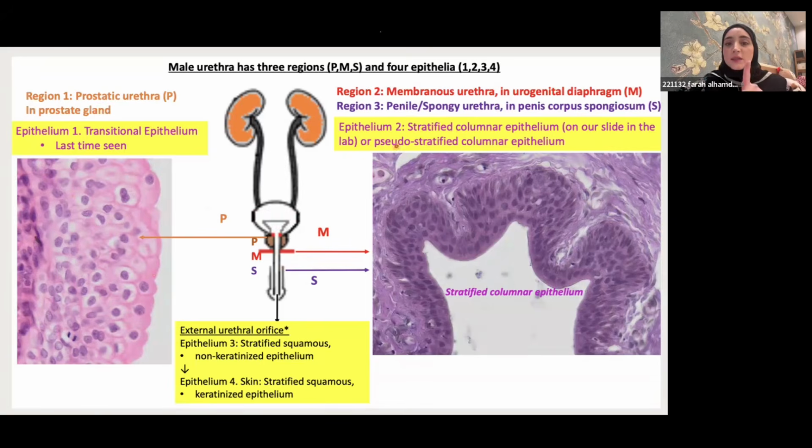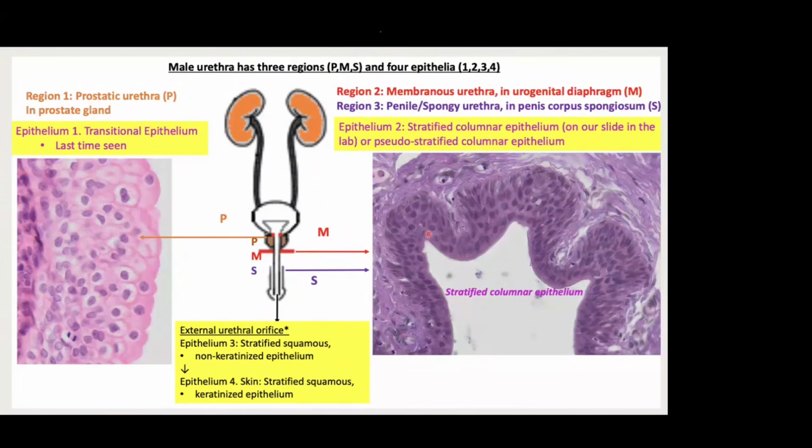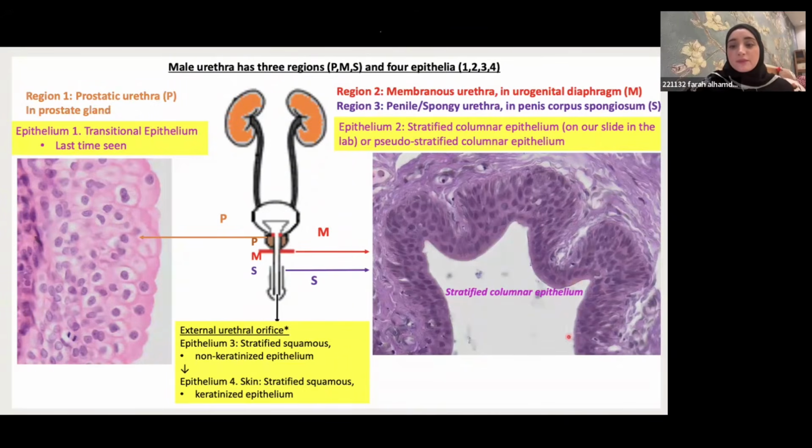The second part is the membranous urethra and the urogenital diaphragm. This red line is basically the muscle of your pelvis that's holding your abdomen together. In between these muscles, we have the membranous urethra, passing in between it. The membranous urethra is stratified columnar epithelium, we don't have transitional here. It is stratified columnar or pseudostratified columnar epithelium.